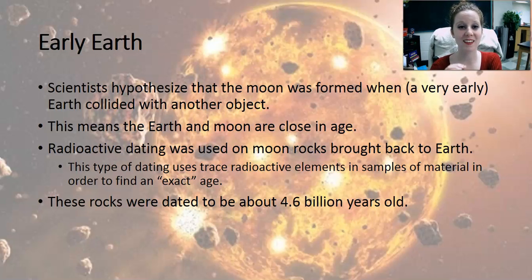So this is a hypothesis. This isn't even a theory. This is somebody's hypothesis, okay? This is the moon was formed when a very early Earth collided with another object, which again is kind of, sort of, part of what you're seeing here in this background picture.